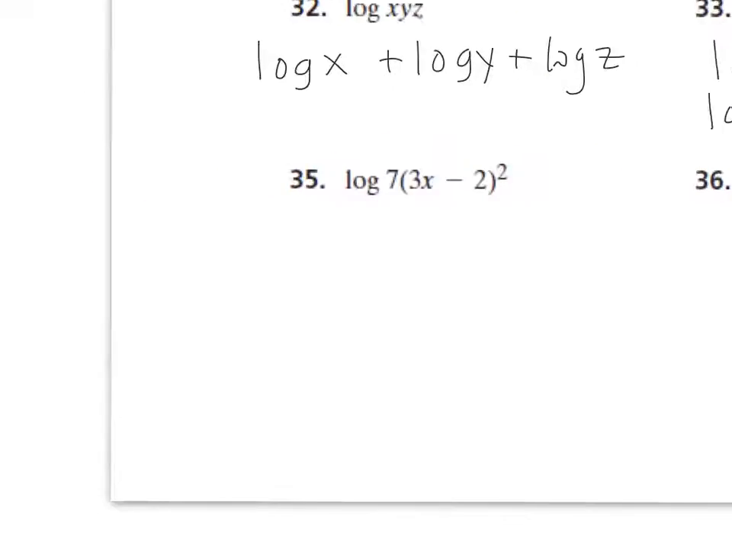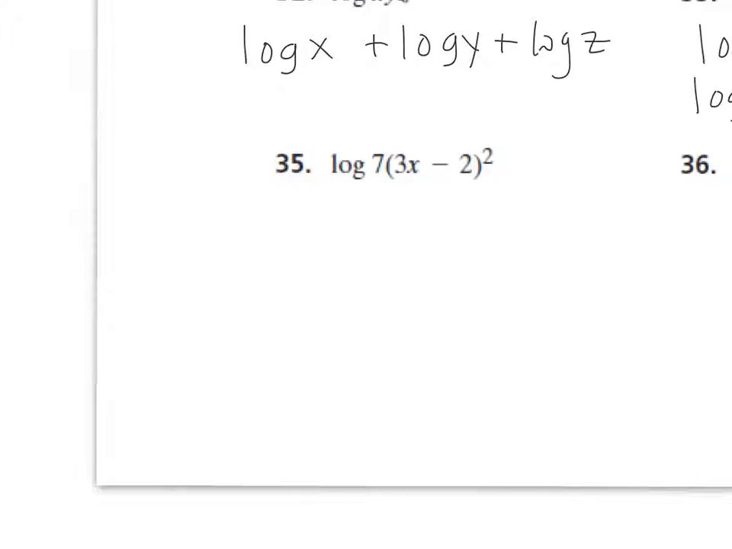And then number 35, what's going on here is that you have log 7 times 3x minus 2 squared. So the part of it that has the exponent is 3x minus 2. So I'm going to break up and write log 7 plus log 3x minus 2 squared.